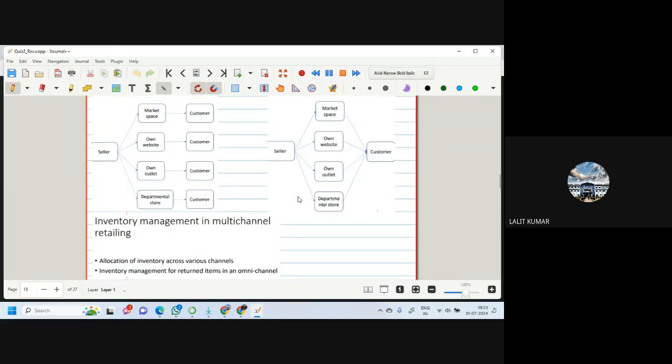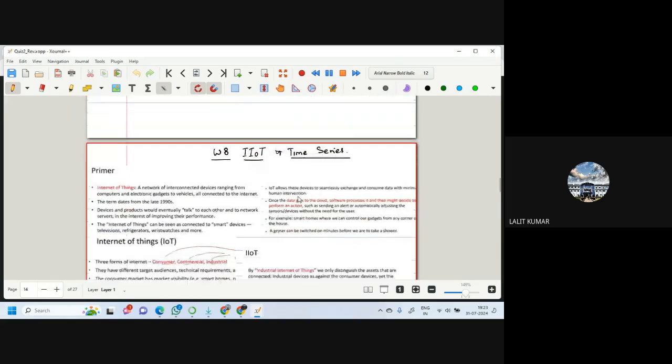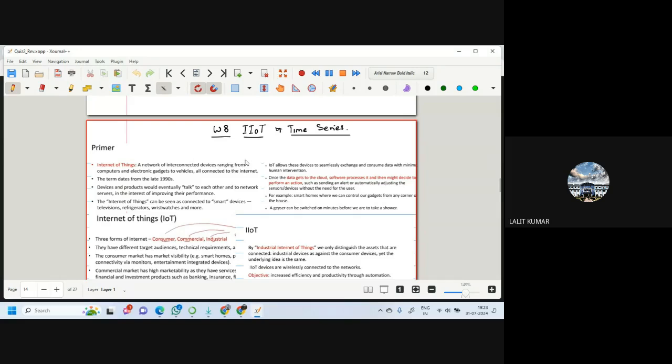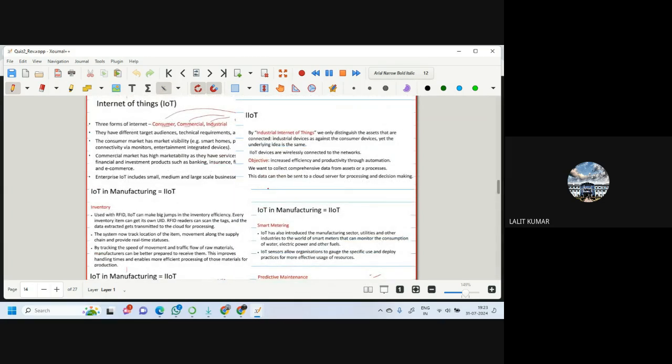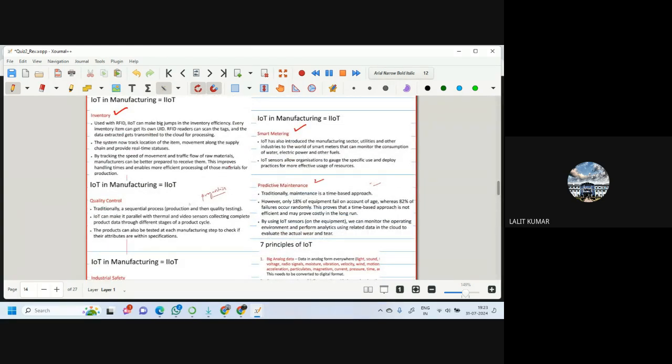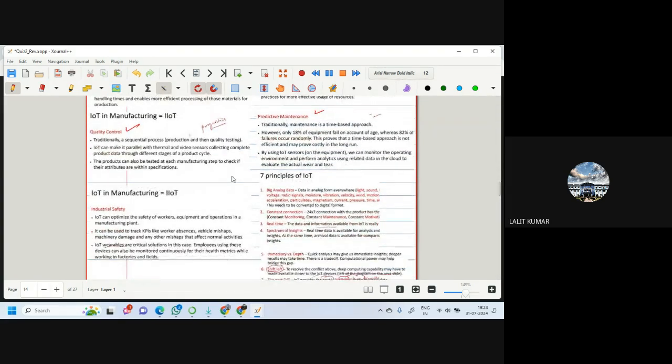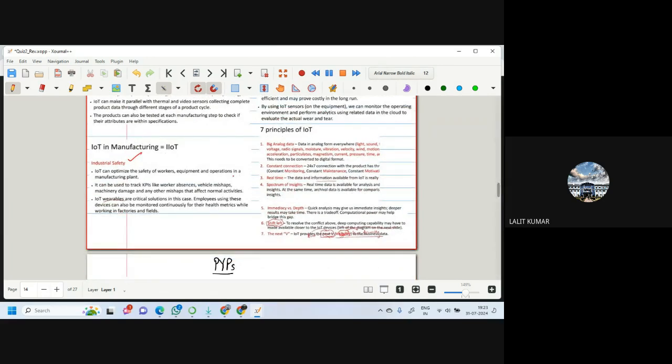On that, there have been some questions that we can do. In this Week 8, Industrial Internet of Things, the important thing is where all it is used. It is used for inventory, smart metering, predictive maintenance, quality control, and industrial safety. And these are the 7 principles of IoT on which they have asked questions.